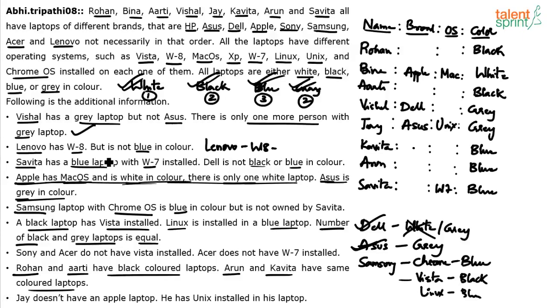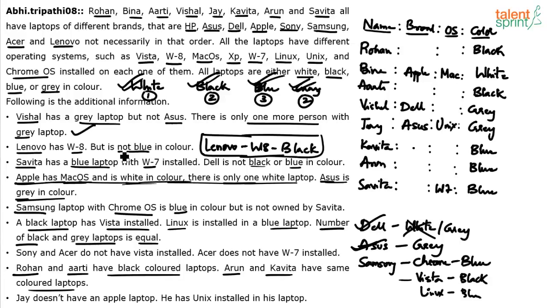You understand? Out of the colors which Lenovo can take up, Lenovo has W8. It is not blue in color. It is not blue. It is not gray also, because both the grays are blocked, Dell and Asus. And it can't be white also. The only choice is Lenovo has to be black. Yes or no? This is complete now. I mean, Lenovo has W8 and is black in color.